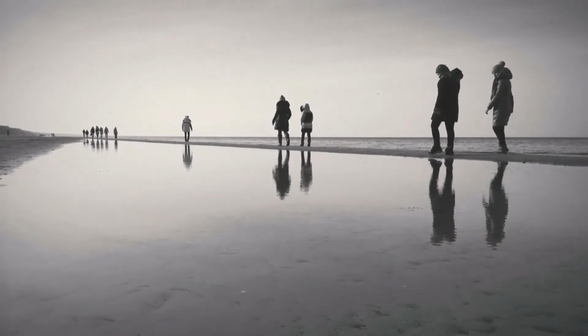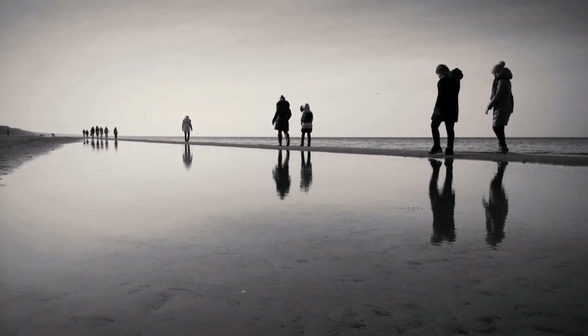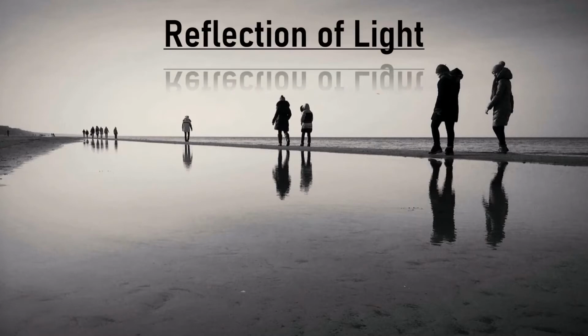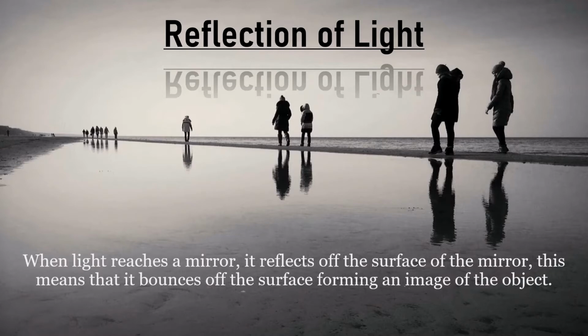In this video, we're going to be dealing with the reflection of light, and we're going to talk about reflection in a plane mirror and teach you to draw ray diagrams of reflection in a plane mirror, step by step. So when light reaches a mirror, it reflects off the surface of the mirror. Reflection means it bounces off the surface, forming an image of the object. What you see in the mirror is just an image of that object.